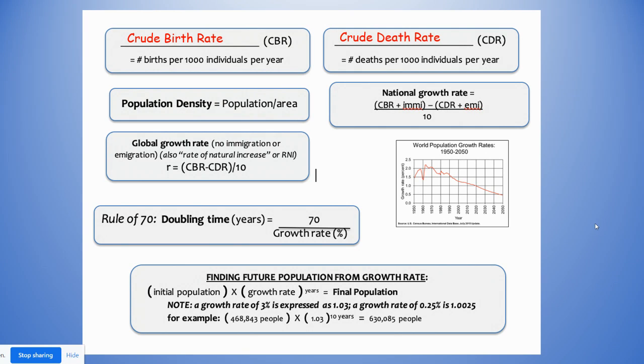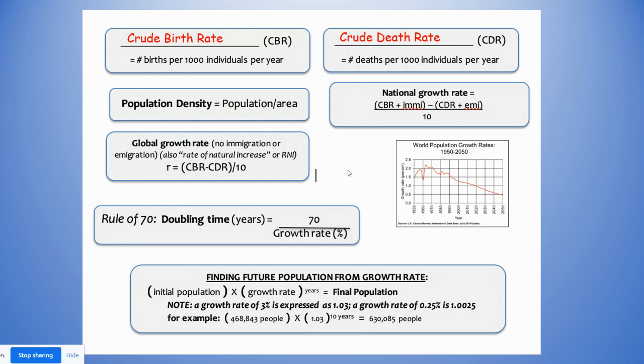So the national growth rate is the birth rate plus immigration minus the death rate plus emigration. So how much we've increased minus how much we've decreased, and you divide that by 10. So the global growth rate is similar. They can also call that the rate of natural increase, and they don't care about immigration or emigration because not too many people are entering or leaving this planet. So it's just birth rate minus death rate over 10. An equation I may memorize.